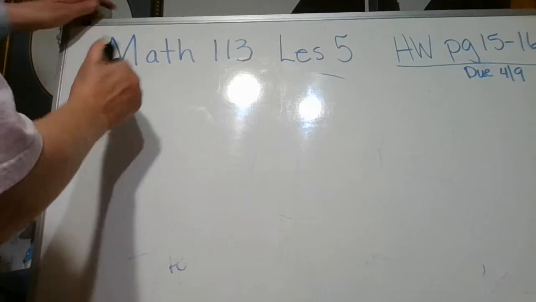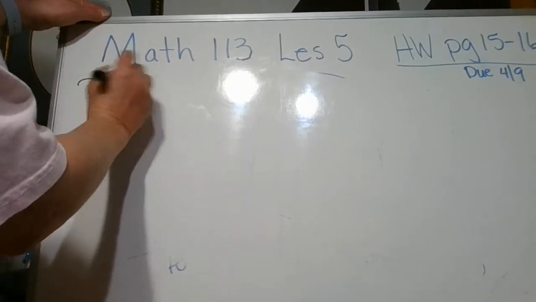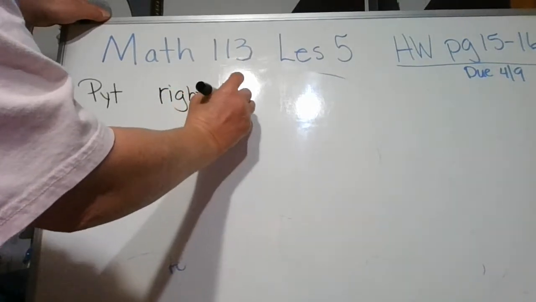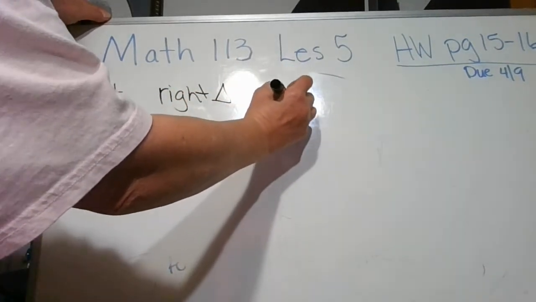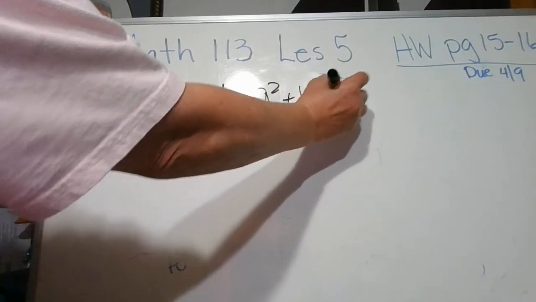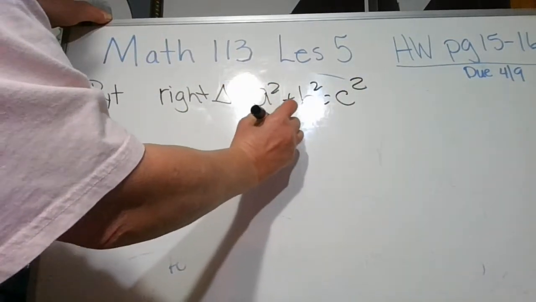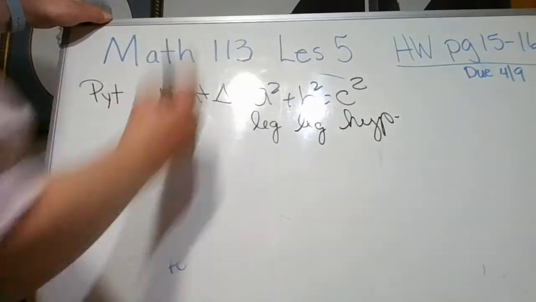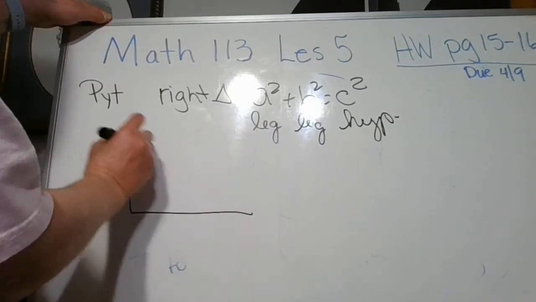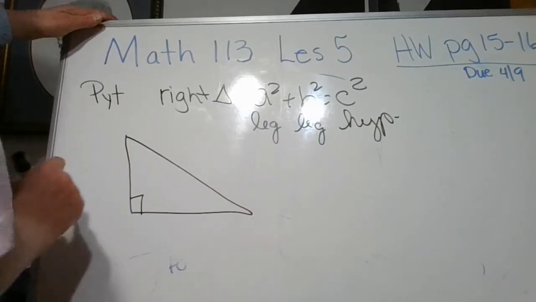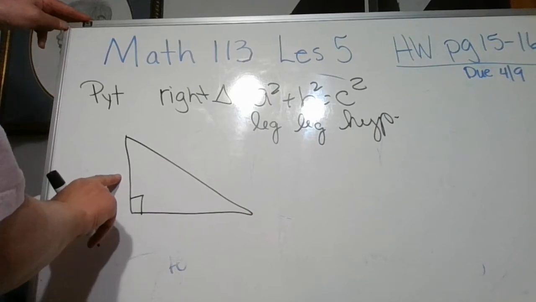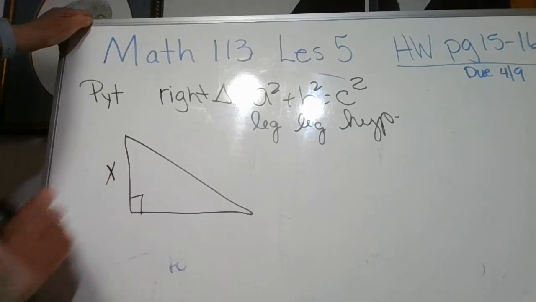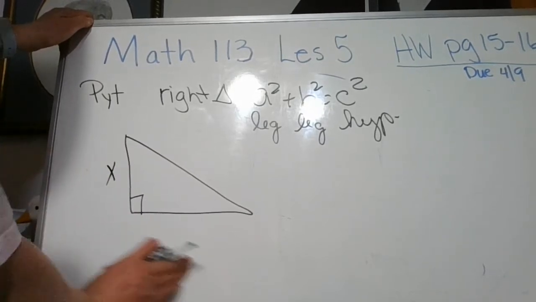Pythagorean theorem? Mr. Pythagoras said that in a right triangle, a squared plus b squared is equal to c squared, where a and b are the legs, and c is the hypotenuse. So here's my right triangle, and it says one leg of a right triangle is 10 inches longer than the other one. I don't know how long that one is.